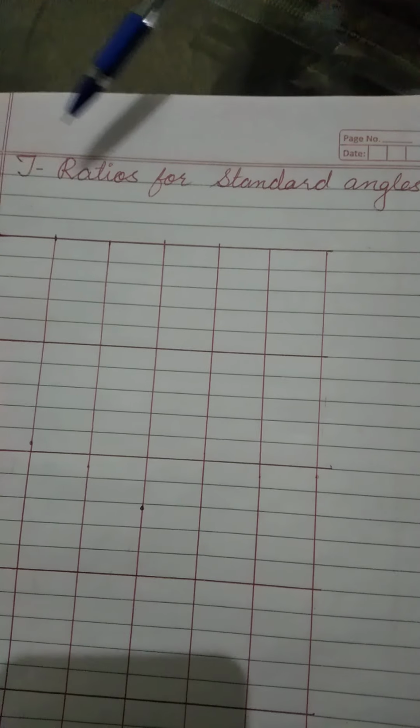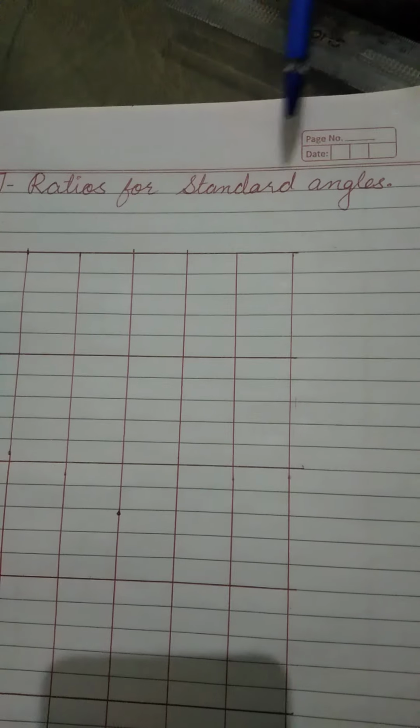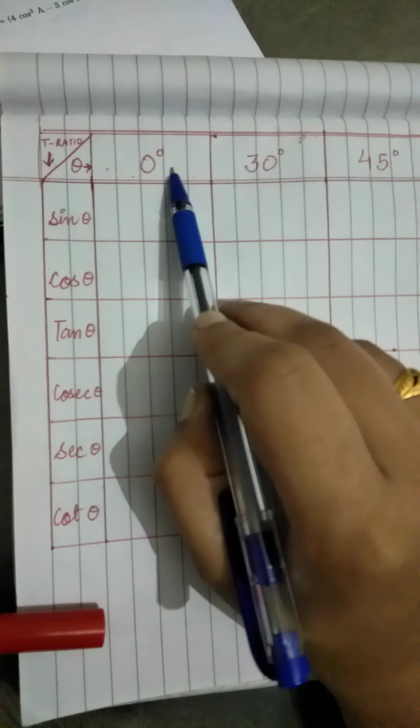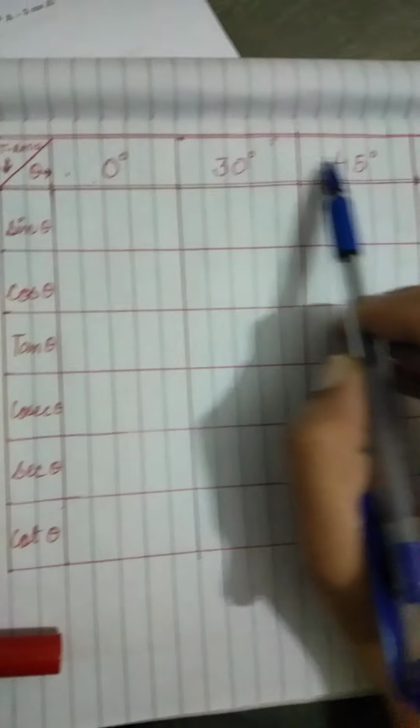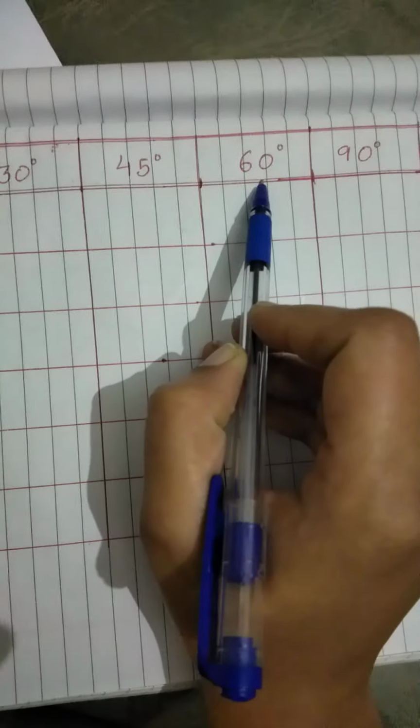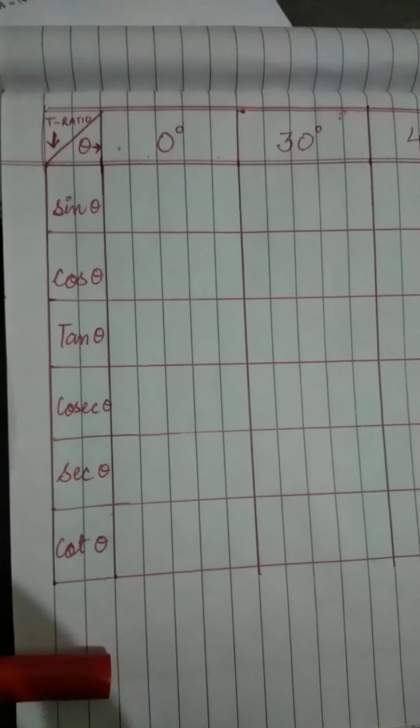Hello students, today's topic is T ratios for standard angles. Now we want to find out the values of these T ratios for these angles. Here we have the standard angles 0 degree, 30 degree, 45 degree, 60 degree and 90 degree. Now I want to find out the value of sine theta for these angles.